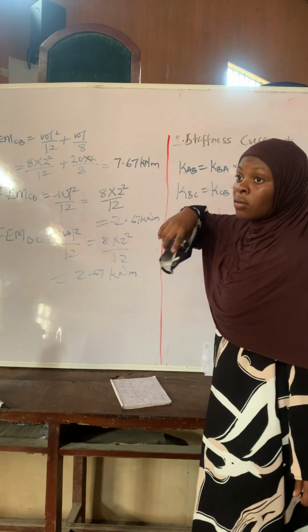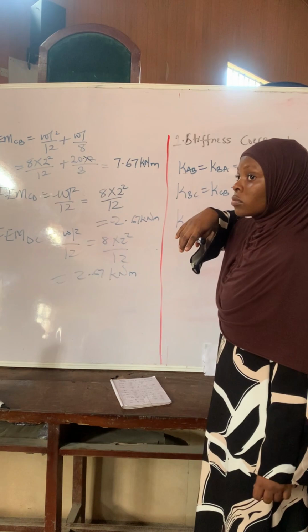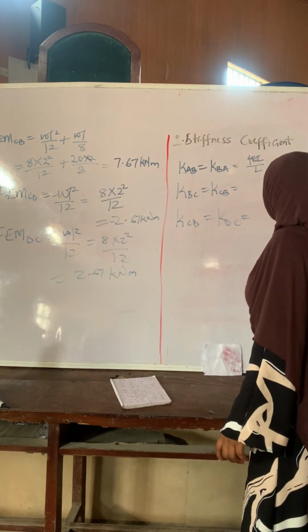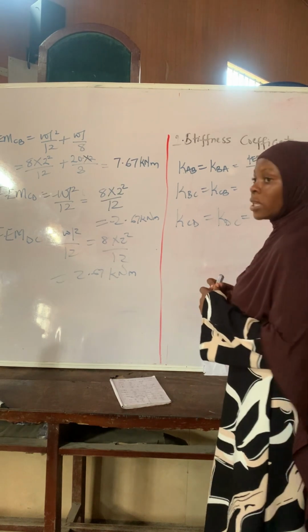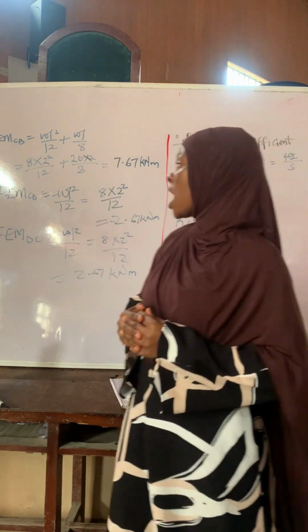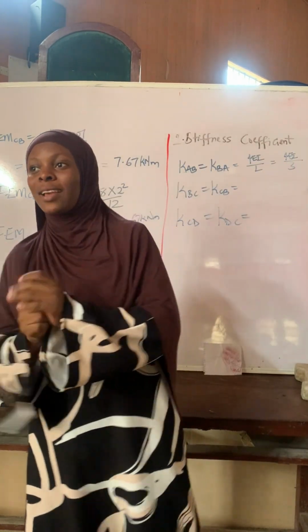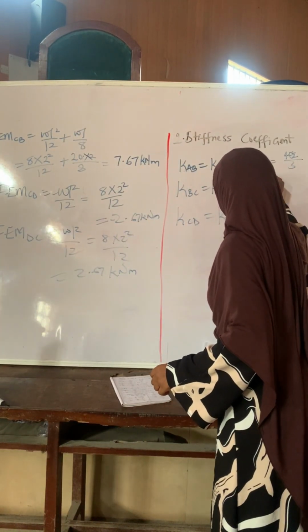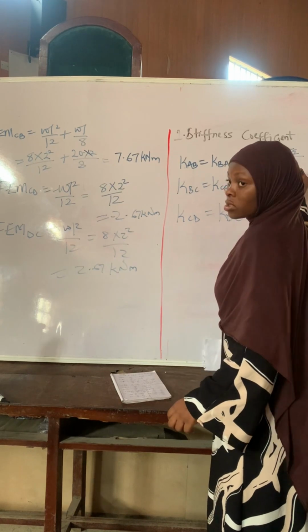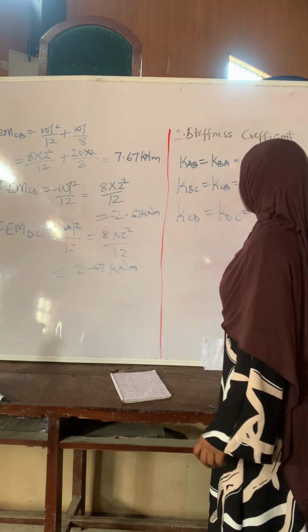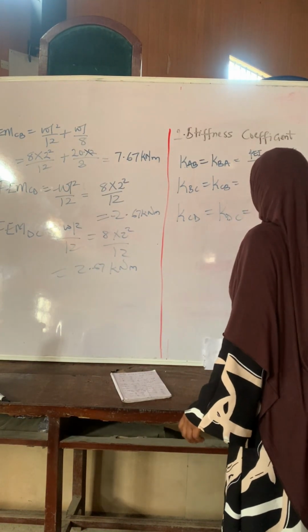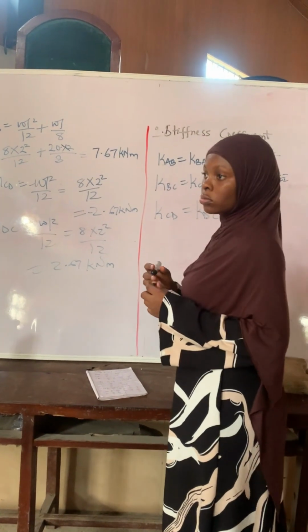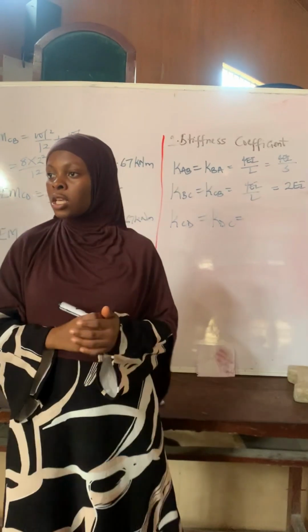What is our L for AB? 3. So KBC, span BC. The L is what? 2. That's 2 here. 2 divided by 4. So span CD.